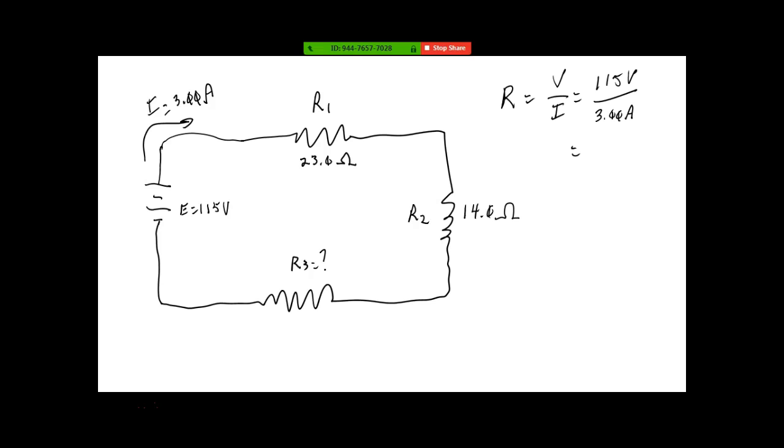Well, that's not going to go in even amount. So let's see what it does. 115 divided by 3 equals, what would you write down there?